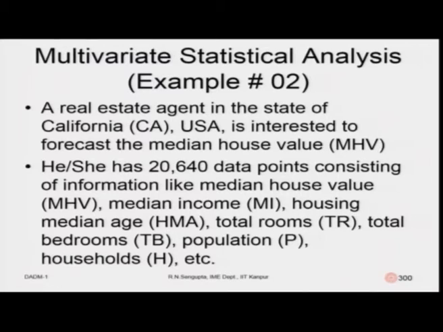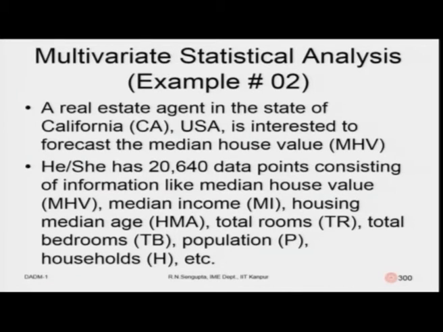20,640 data points, which is a huge data set, which consists of information for each of the data points. You will have the median house value, the median income for the people who are there, and the housing median age. Obviously, different houses have different ages, so you want to find out the median age, the total number of rooms in that house, the total number of bedrooms, the population, the number of households, and so on and so forth.